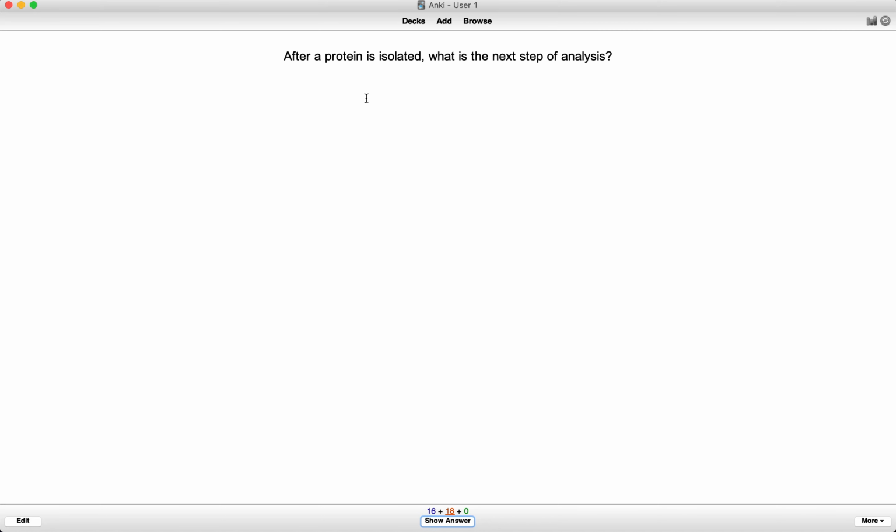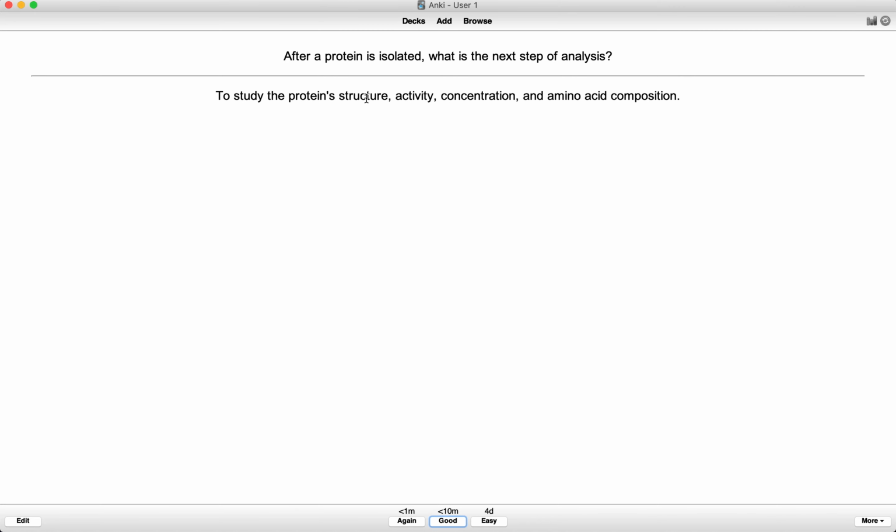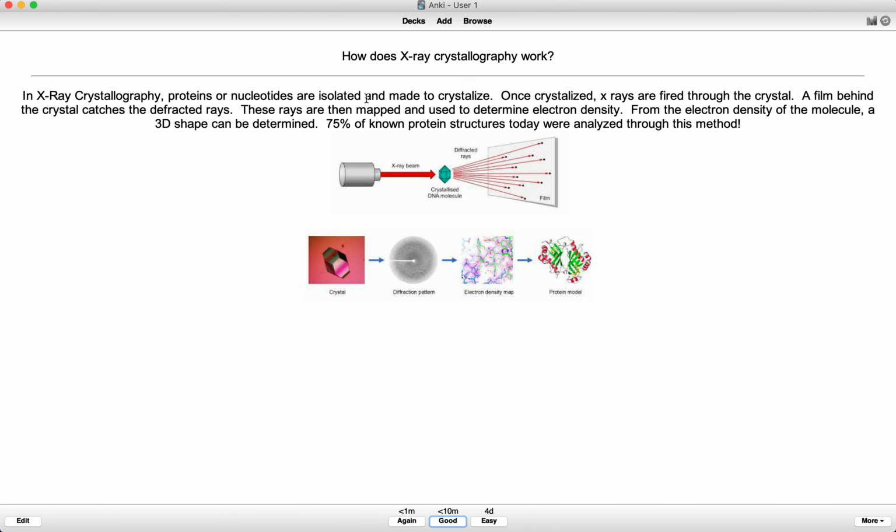Structure, composition, concentration. I know I have to know this. Crystallize the protein, fire X-rays. A film behind catches the rays, and then it is mapped and used to determine electron density.